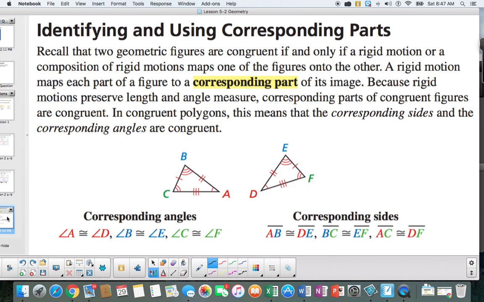All right, one more time. Two geometric figures are congruent if and only if a rigid motion or a composition of rigid motions maps one figure onto another. When this mapping takes place, you're going to find that all the corresponding angles match, and all the corresponding sides match. What we refer to as corresponding parts are these angles and these sides. We don't actually do the rigid motion, but we know when it happens, this idea of matching angles and matching sides takes place. And these are going to be the corresponding angles, and these will be the corresponding sides.